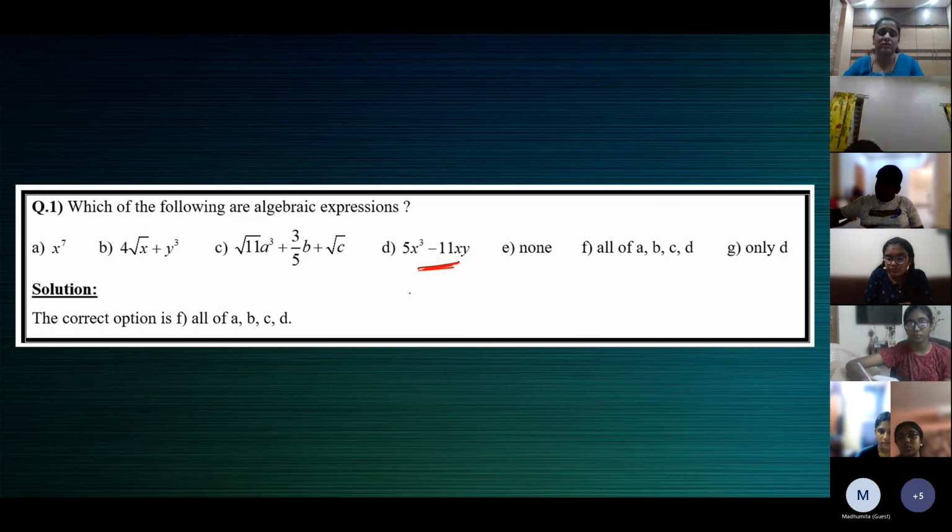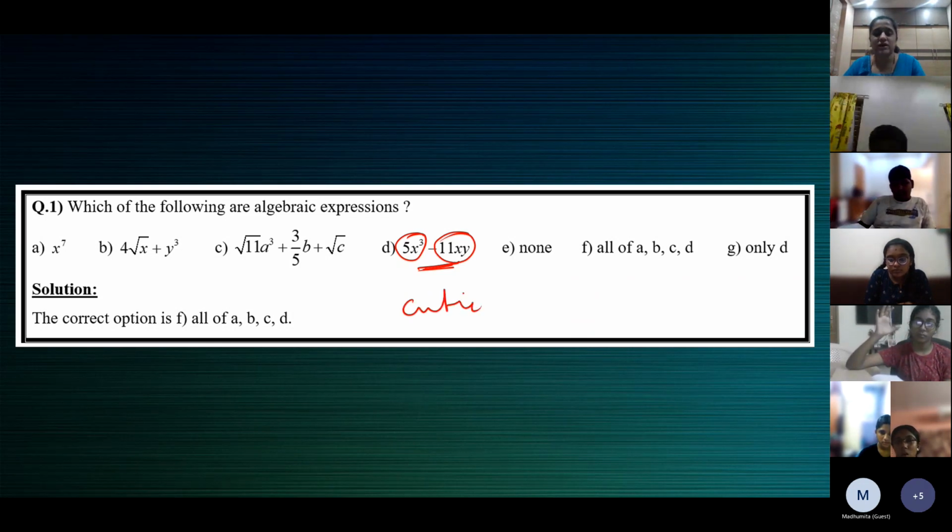It's also a polynomial. It's a binomial because it has two terms. And based on degree, it's a cubic polynomial, because the highest power is 3.